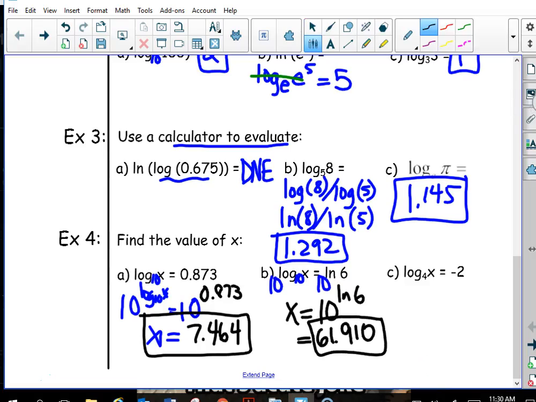Rounded to 3 decimals. Log base 4 of x equals -2. So again, I'm just going to apply the base, same base as the log on the left-hand side. That'll simplify to x. 4 to the -2 on the right. So I get x equals 4 to the -2, or 1 over 4 squared, which is 1 over 16, which simplifies to 0.0625.